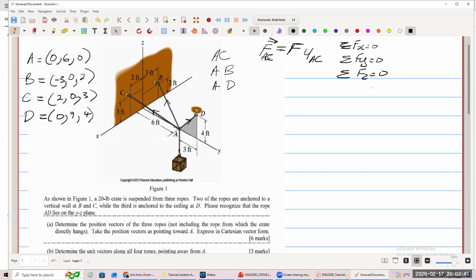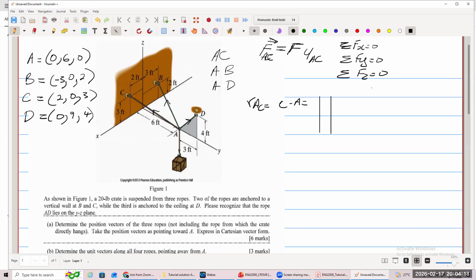Because it was told that these points are on the ceiling, so it is in the Y, Z plane. All right. So now we need a position vector of AC. Let's find the position vector of AC now, guys. Position vector RAC is going to be equal to C minus A. So it is going to be what now, guys?